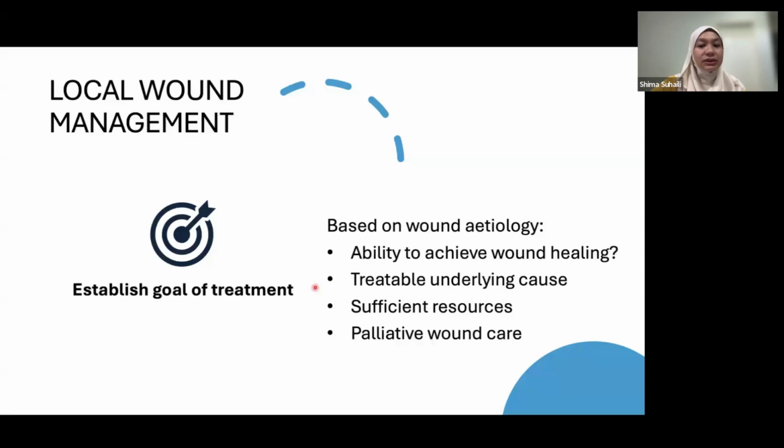What are the underlying causes? Is it treatable or not? Do we have sufficient resources? Barang-barang yang cukup untuk manage this wound? Contohnya adalah kalau patient yang ada malignant wound, breast cancer wound. Is it curative ataupun palliative? So this is the crucial step. First adalah to establish the goal of treatment.